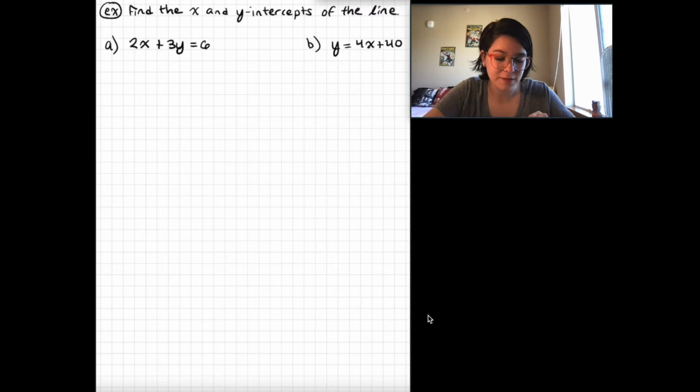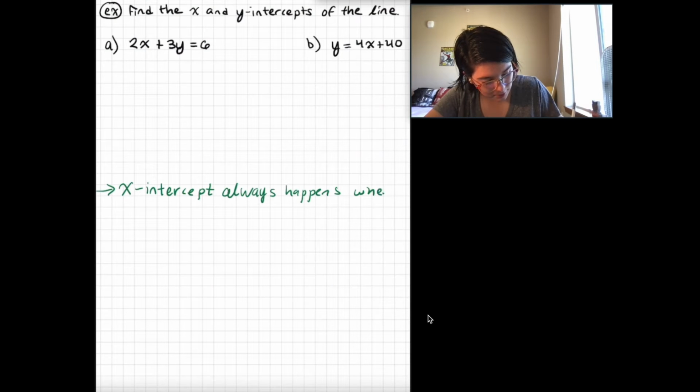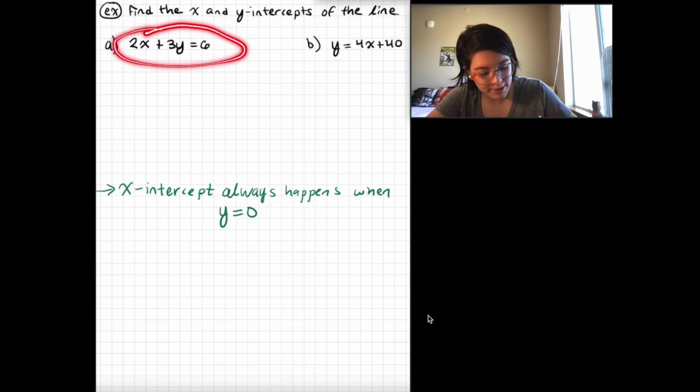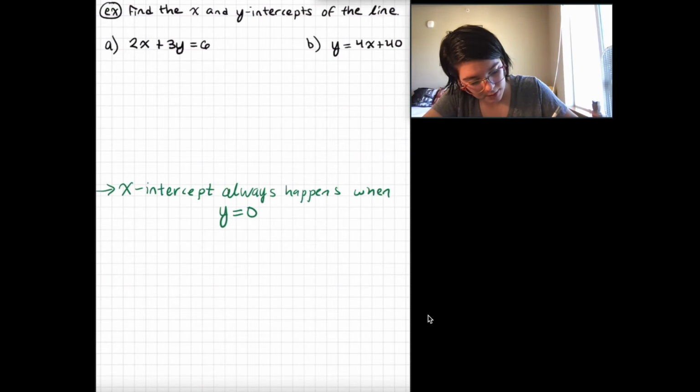So in this next example, we're asked to find the x and y intercepts of the line. So we can apply a general rule to this. Our x-intercept always happens when y equals 0. So if we have the line 2x plus 3y is equal to 6, to find our x-coordinate, we can use the information we know, y equals 0, and plug that in to solve for x. So let's try it.